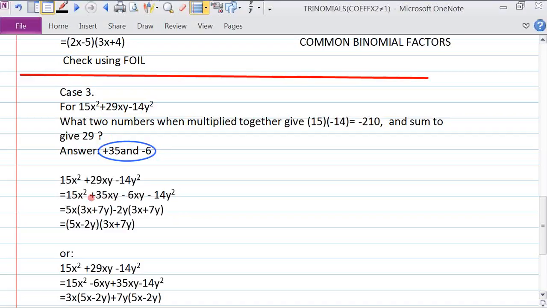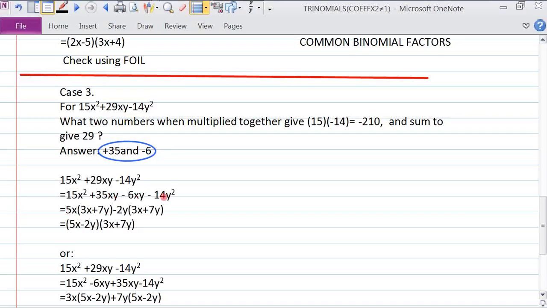I look at these two terms, say what's the highest number that I can get out of both of these? It's 5. The lowest power of x is x to the power 1, and there's no y term here, so I can't factor out the y from the first two. So if I factor out 5x, 5x times 3x gives me 15x squared. 5x times plus 7y gives me plus 35xy.